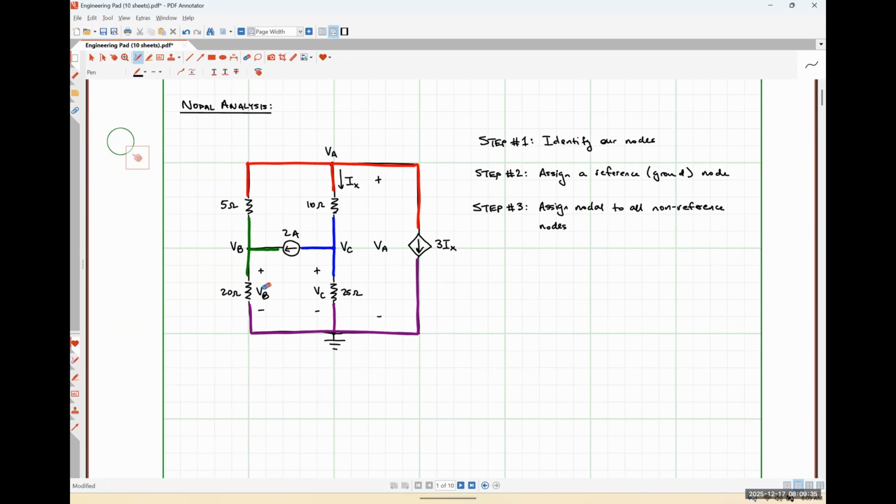So I'm going to erase these resistor voltages and stuff like this because we no longer need them. That information is conveyed by those nodal voltages.